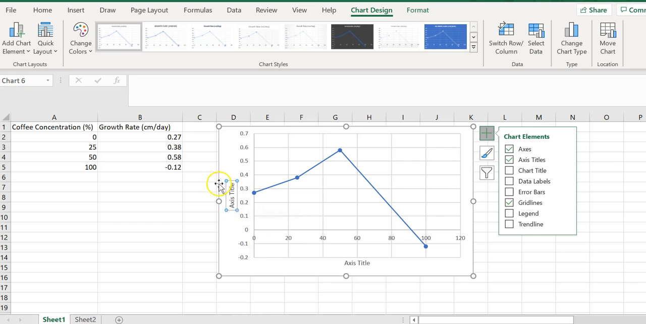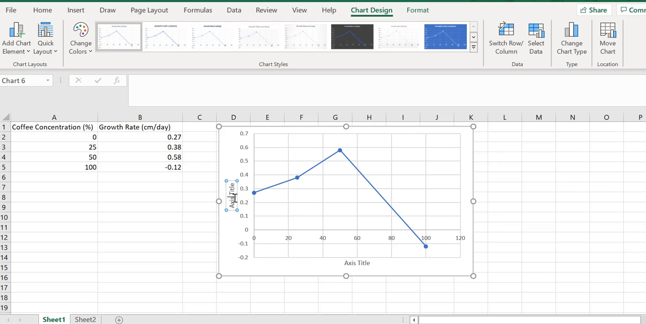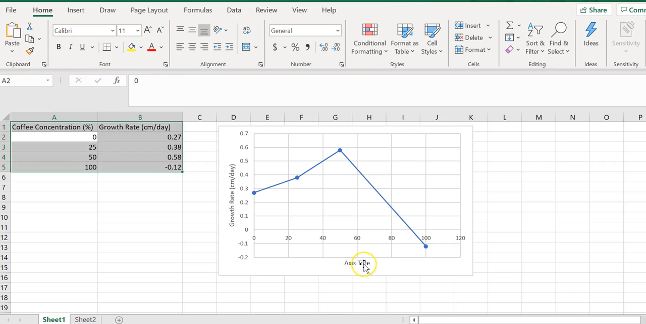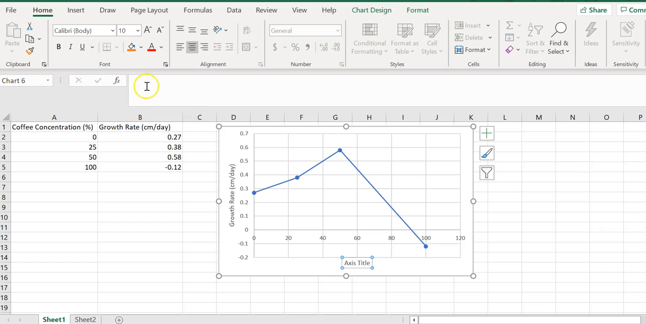So right now I see that my y-axis title is highlighted. So I can either click in the box or I can click up here by the FX key and I can type in my y-axis data label. This is my dependent variable, which is growth rate, and I want to make sure that I put in my units of measurement. For my x-axis, I want to put in coffee concentration. My unit of measurement is percent because those are percent solutions.